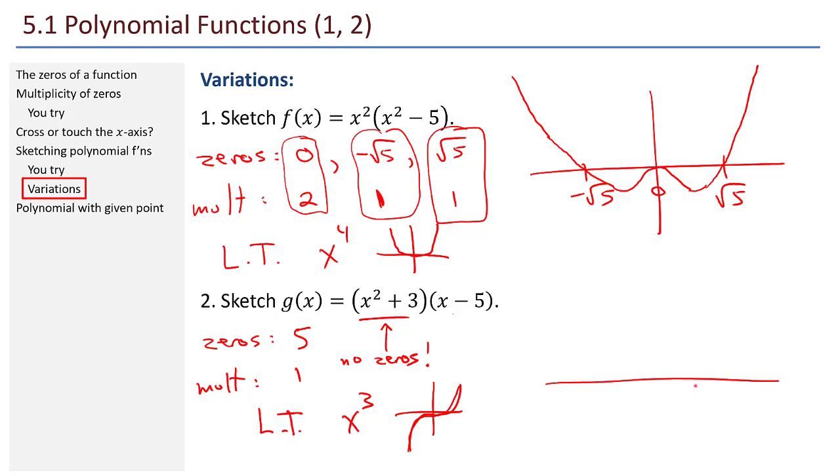Okay, so I have just a single 0 at 5. So I'll start at the bottom left, and it comes up. It'll cross through the 5. 5 has multiplicity 1, and then continue on. And there we go.